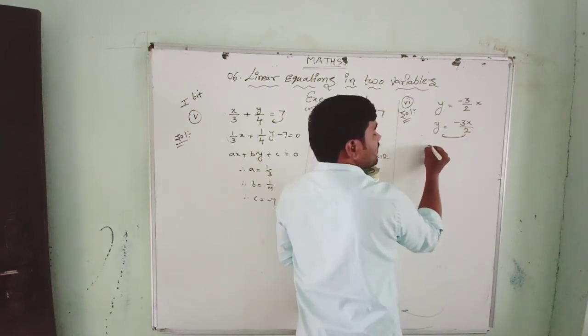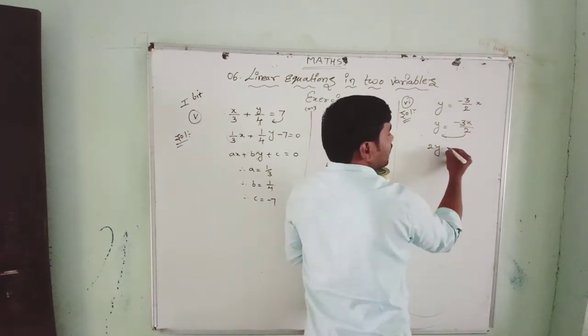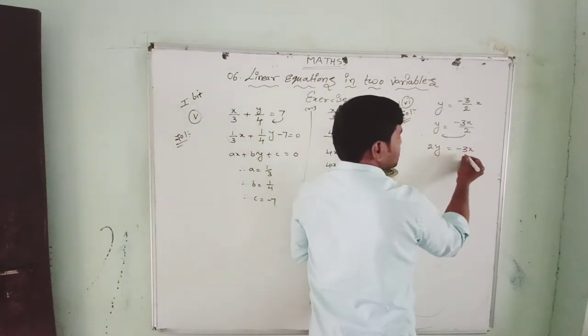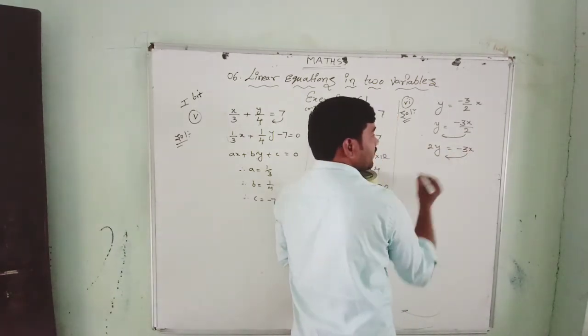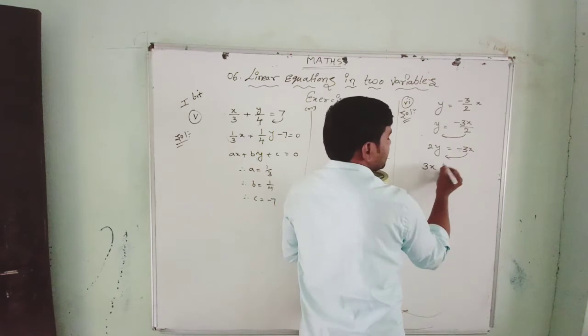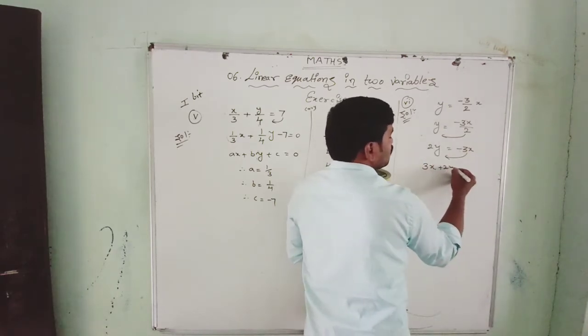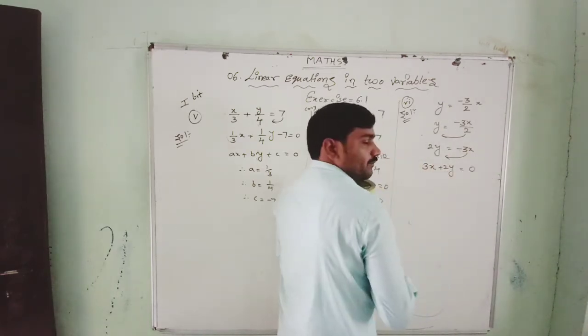This 2 will transfer this side. 2 is dividing, it will be multiplied. 2 into y, 2y, that equal to minus 3x. Minus 3x will bring this side, that will become plus 3x. That is plus 3x first, then plus 2y is equal to 0.